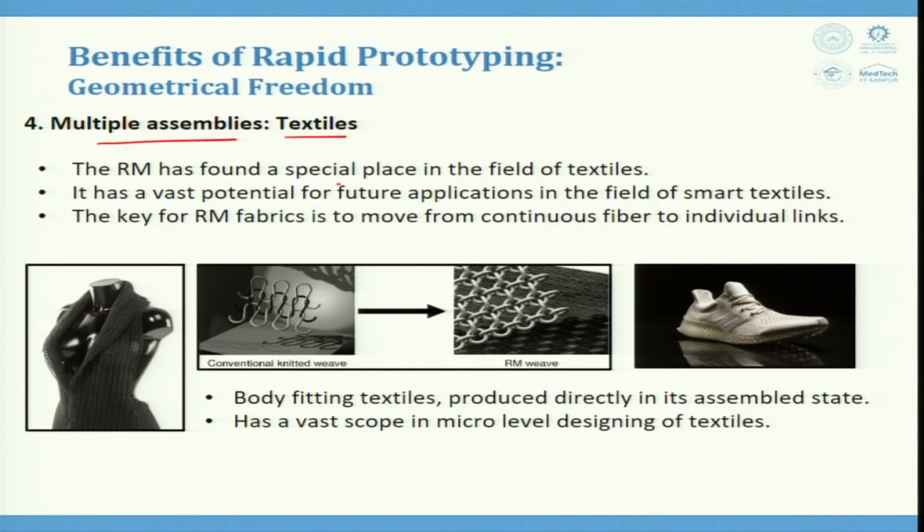Next is multiple assemblies, that is textiles. Rapid manufacturing has found a special place in the field of textiles. It has a vast potential for future applications in the field of smart textiles. Smart textiles are textiles that change their shape with a change of stimulus, maybe heat, maybe weather, maybe by adding some chemical. The key for rapid manufacturing of fabrics is to move from continuous fiber to individual links. Body fitting textiles produced directly in their assembled state have a vast scope in micro level design of textiles.